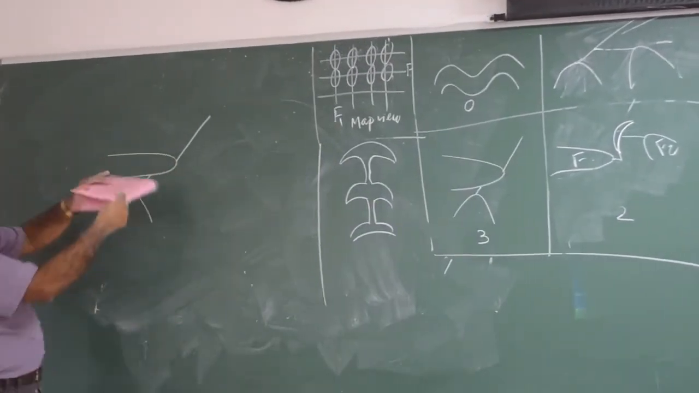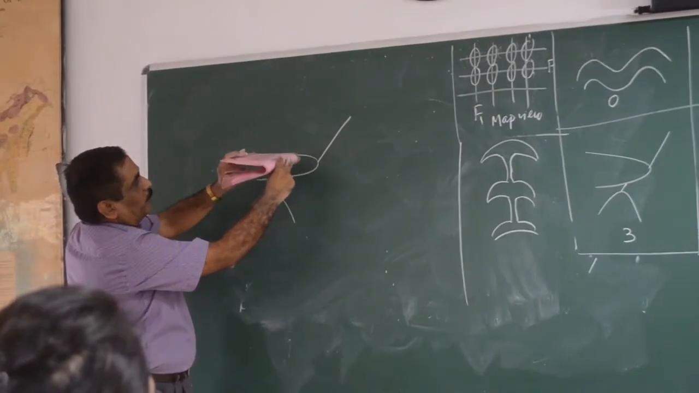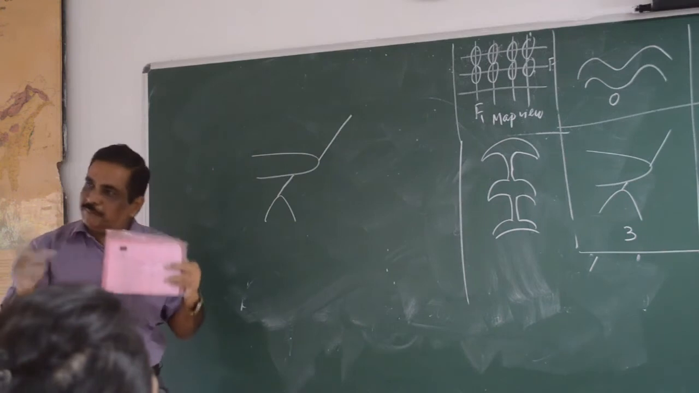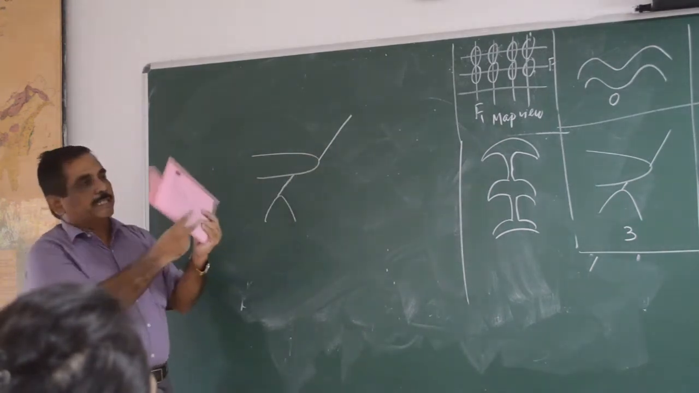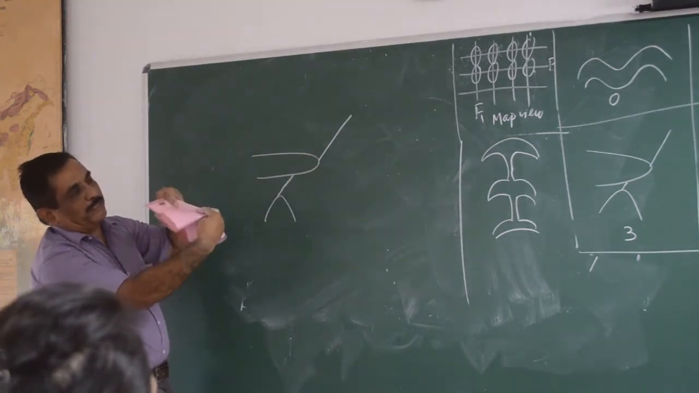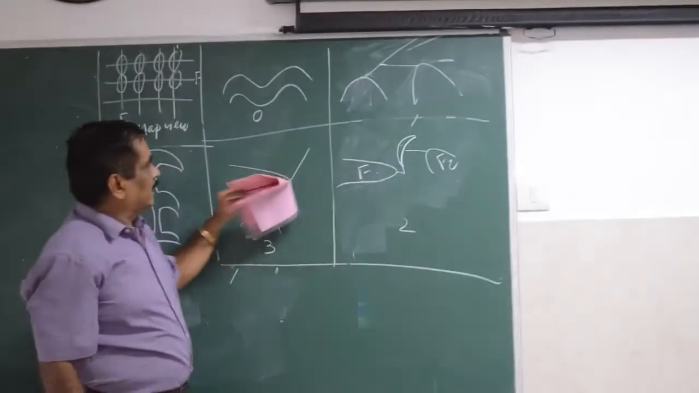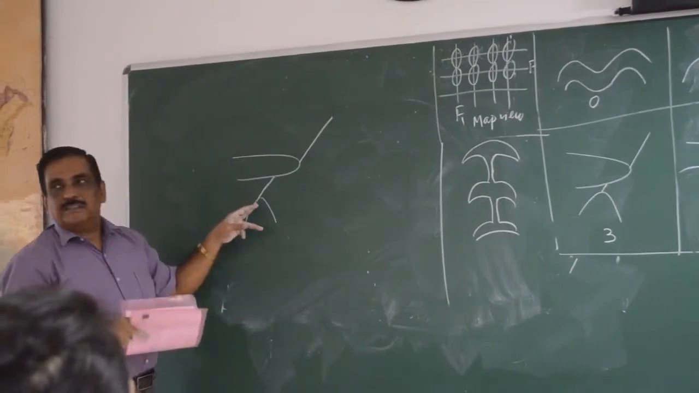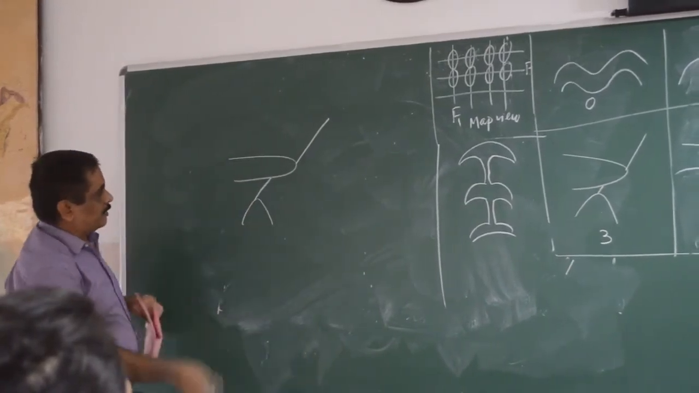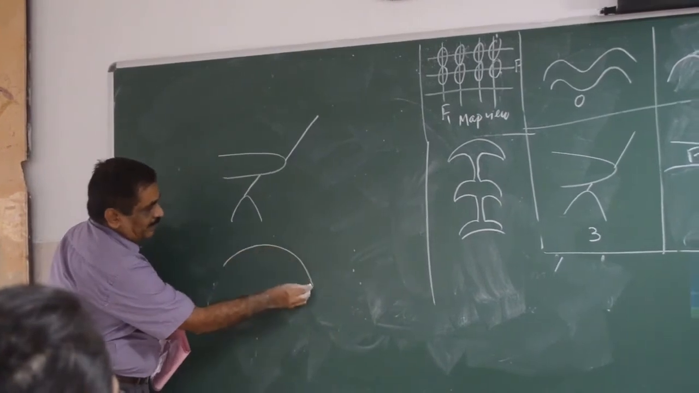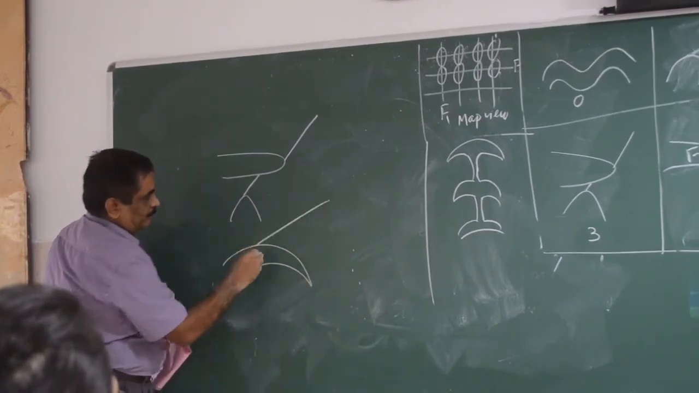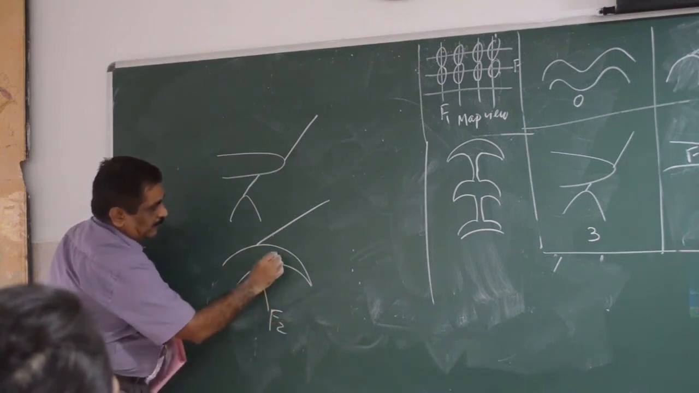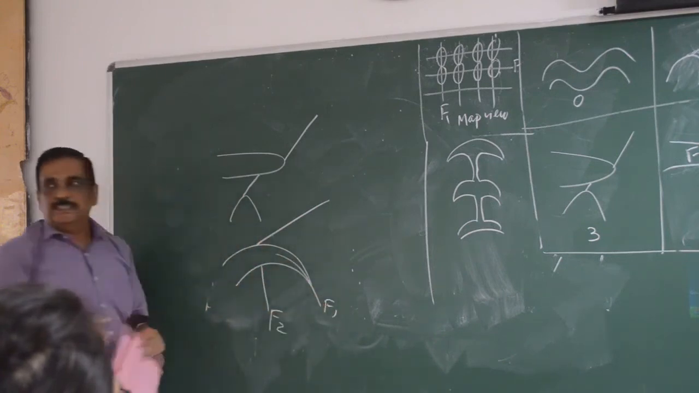So in this case, the fold is like this, and the second fold will be parallel. In the same manner, that is the difference between type 2 and type 3. In case of type 2, you have to bend across. In case of type 3, you have to bend parallel. So what type of interference pattern will result? It will produce this type of thing. So this will be the F2 fold and this will be the F1 fold, isn't it?